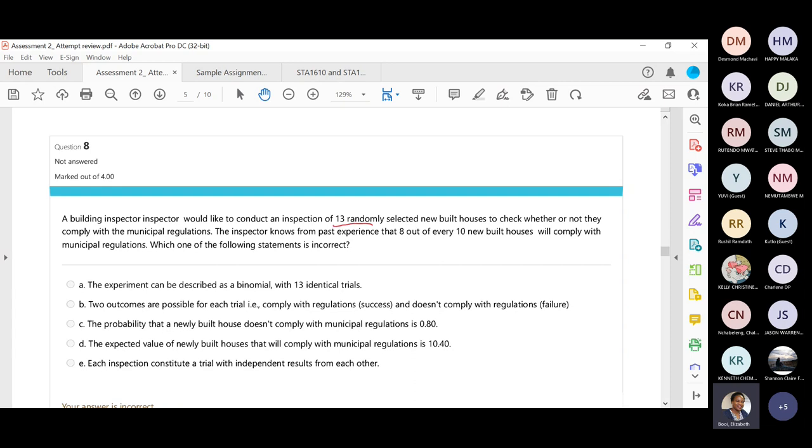So they gave you your N, which is your randomly selected houses. They also told you how to calculate your probability of success. So 8 out of 10. So you can just start now by calculating it. What is 8 over 10? It's 0.8. That is your probability of success.